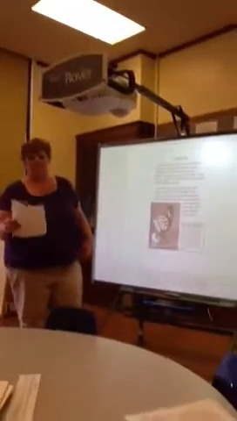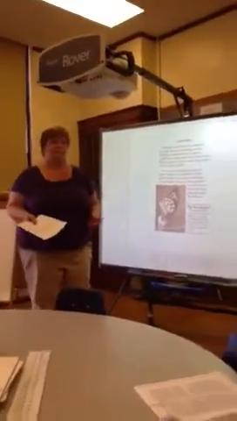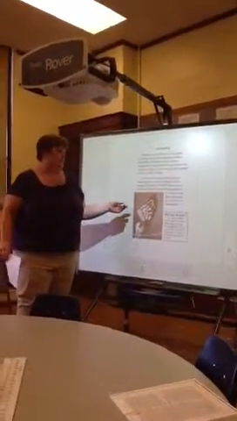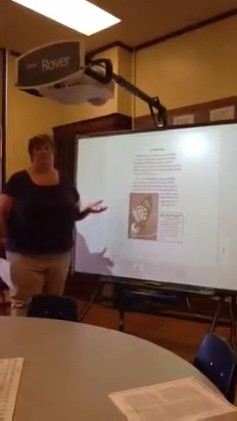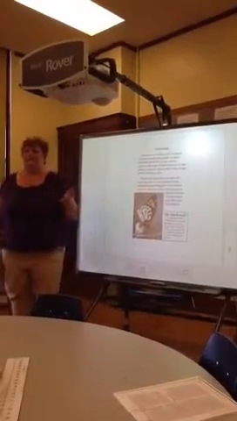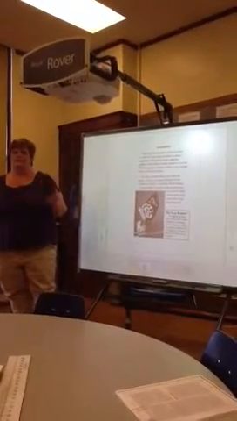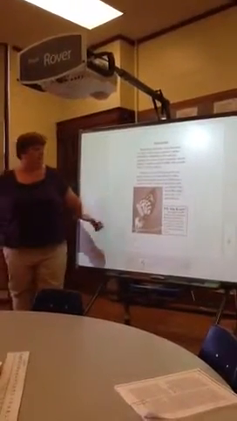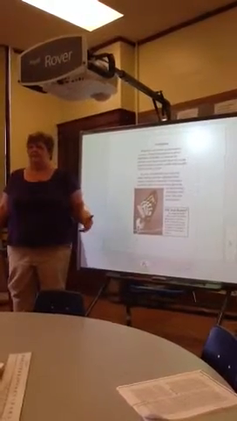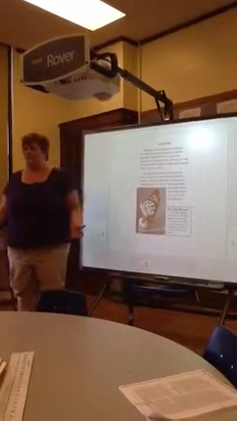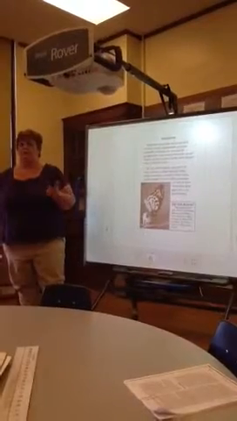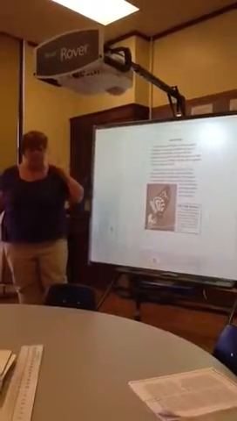Okay, to model how to find the keywords in the text structure, we're going to use a Reading A to Z book. With a Reading A to Z book, you can search for a certain text structure. On this one, I searched compare and contrast, because the research says that compare and contrast and description are the two that you should start with because they're the easiest for kids to work with.